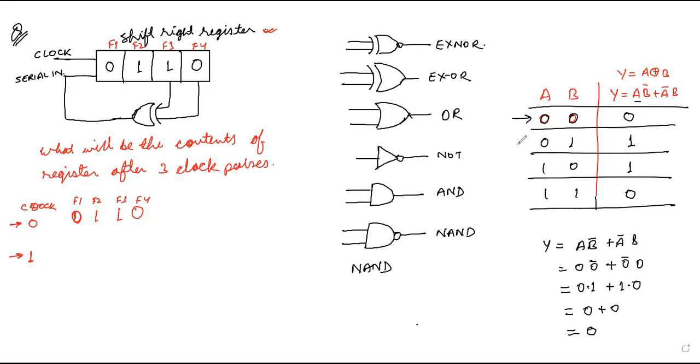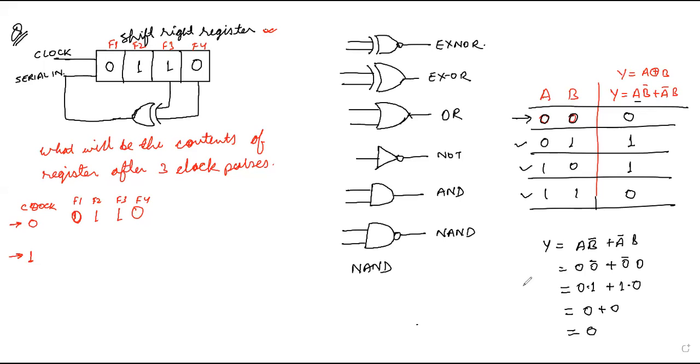Similarly, you can find all these values by putting the values of A and B in this expression. So what conclusion can you get from this truth table? When both inputs are different, the output will be 1. Yes, very good.